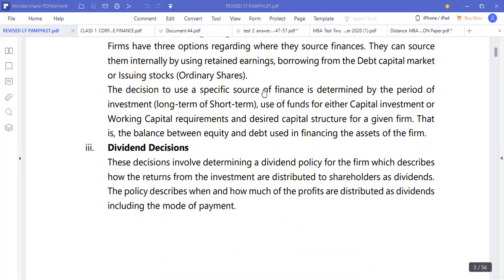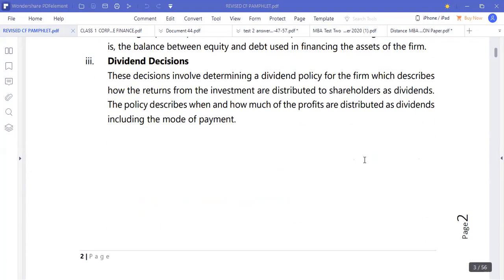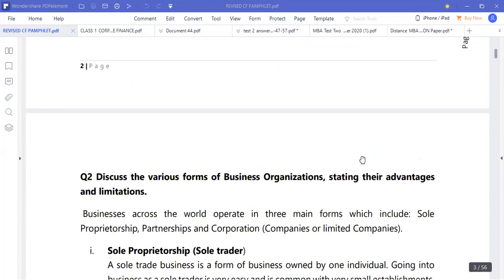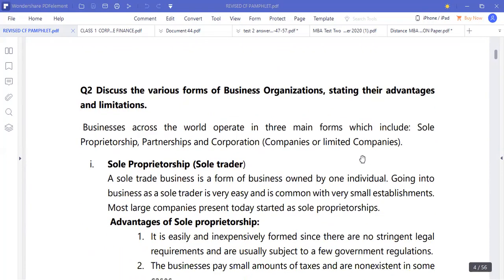We also have dividend decisions. When we're talking about dividend decisions, we're basically looking at the dividend policy that the firm can adopt. These policies describe when and how much of the profits are distributed as dividends, including the mode of payment. So these are the three key decisions that you as a financial manager should be able to make.